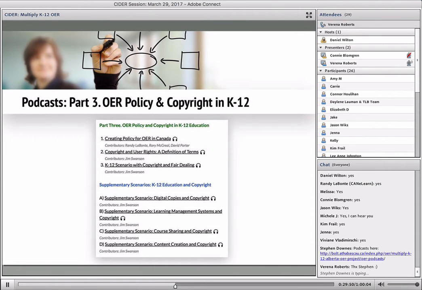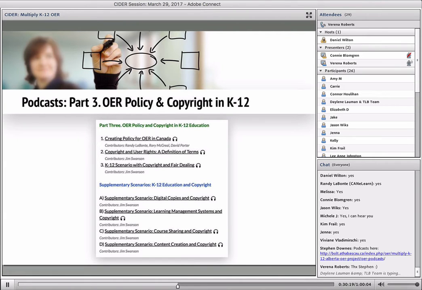Then we went and spoke with Jim Swanson, who, Stephen, I connected with from our original panel years ago. He is a lawyer who gave us some incredible insights into copyright and user rights so that we could support our teachers across the province in understanding, from a Canadian and Alberta perspective, what's going on, what the definitions are.